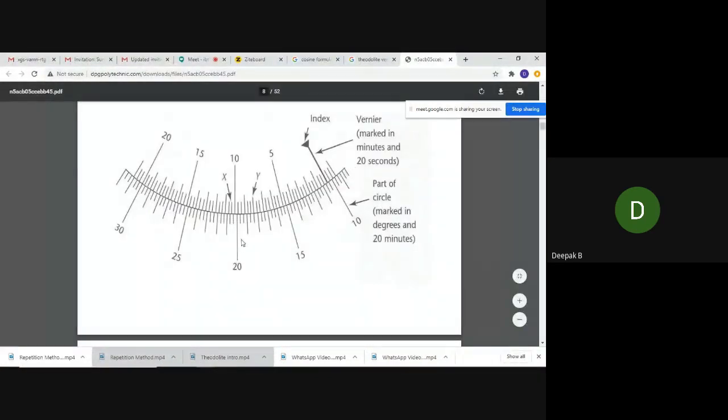Okay. So when you are looking through that lens, this is what you will be seeing. Okay, it looks very complex. This is the main scale reading. This is 10, 15, 20, 25, 30, and this will go on. And once completed, it completes a circle, it will come to 360 degree or coincide with 0.